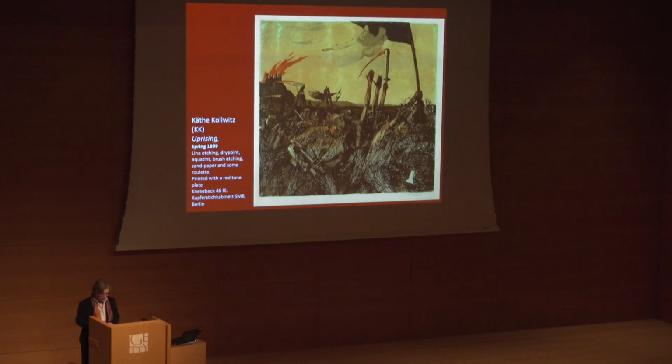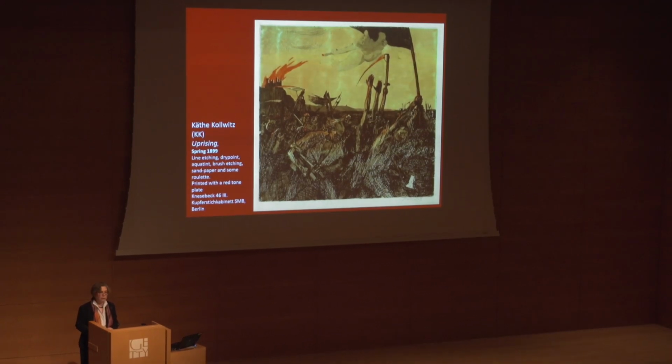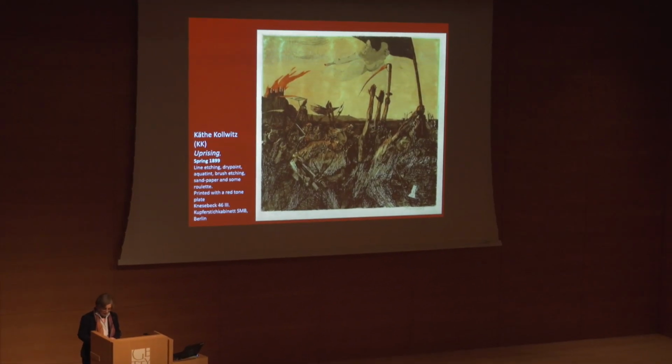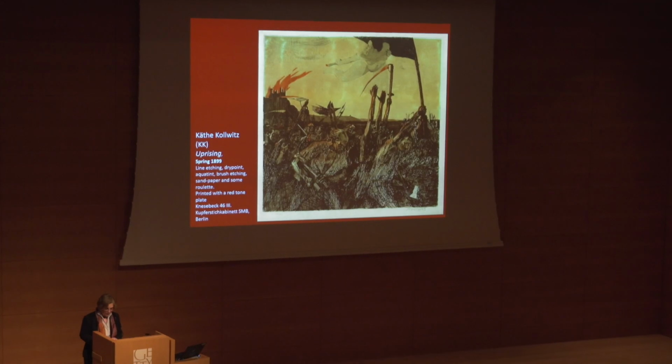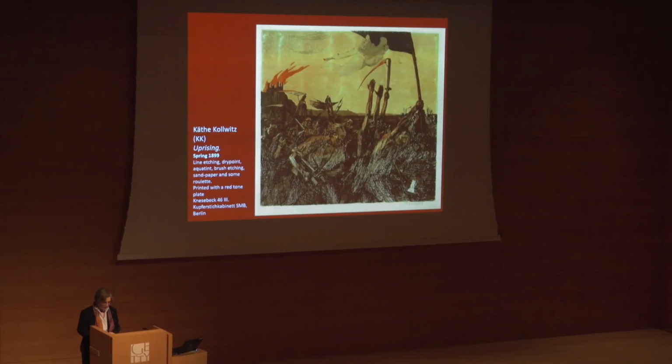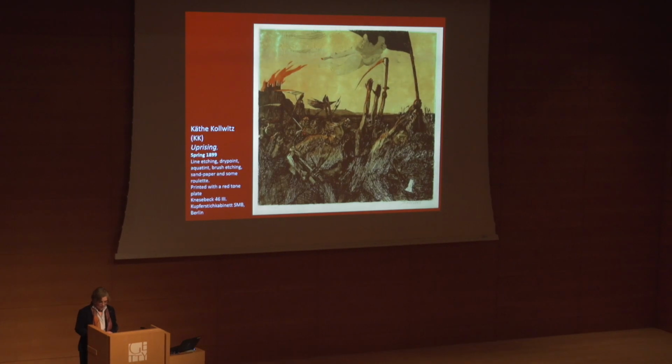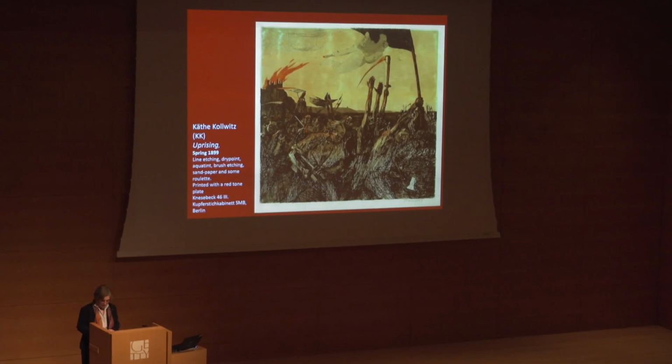When Kollwitz first turned her art towards the subject of the German Peasants' War in 1899 with this etching, she found herself in a kind of double threshold situation. On the one hand, from the subject, the Peasants' War, which reached its climax and turning point around 1525 and was related to the Lutheran Reformation.